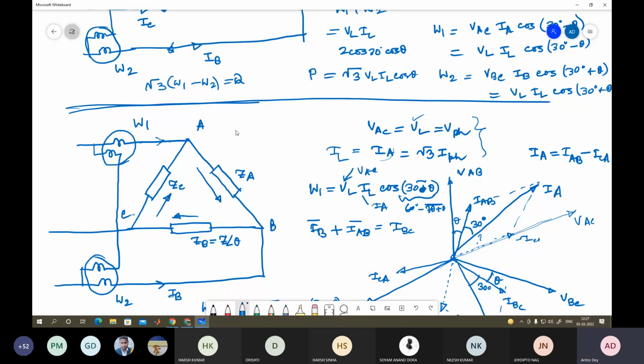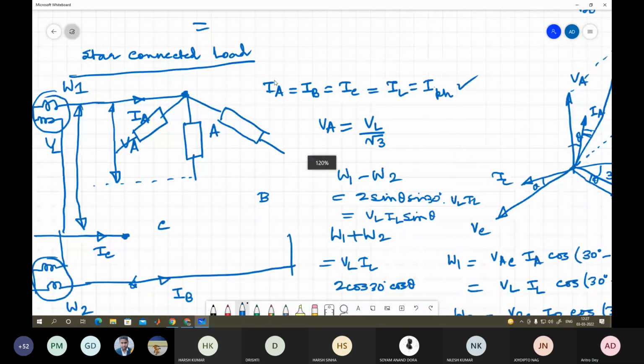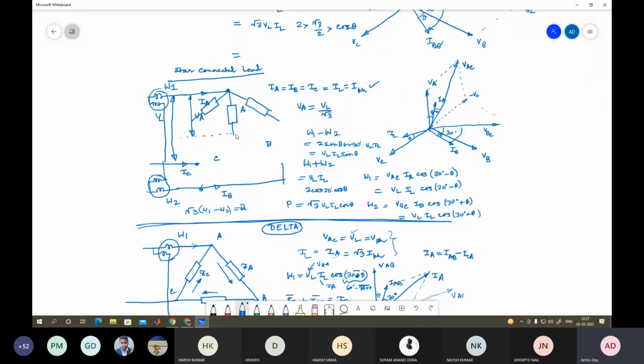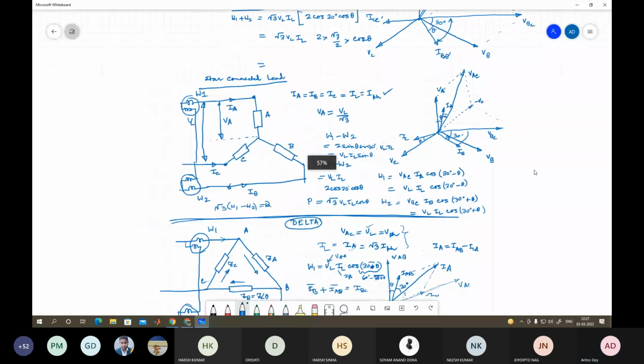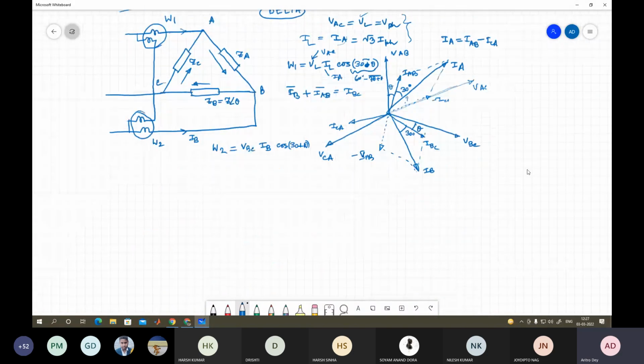This is delta load and this is star connected load. Oh, what I have done, it got perturbed actually. So I hope in the recording you'll be able to find it out, and in any book you will get it. I'm sorry because I messed this up. Somehow it has gone. It's like this. Okay. So this is how we can get the total power consumption with the two wattmeter method.